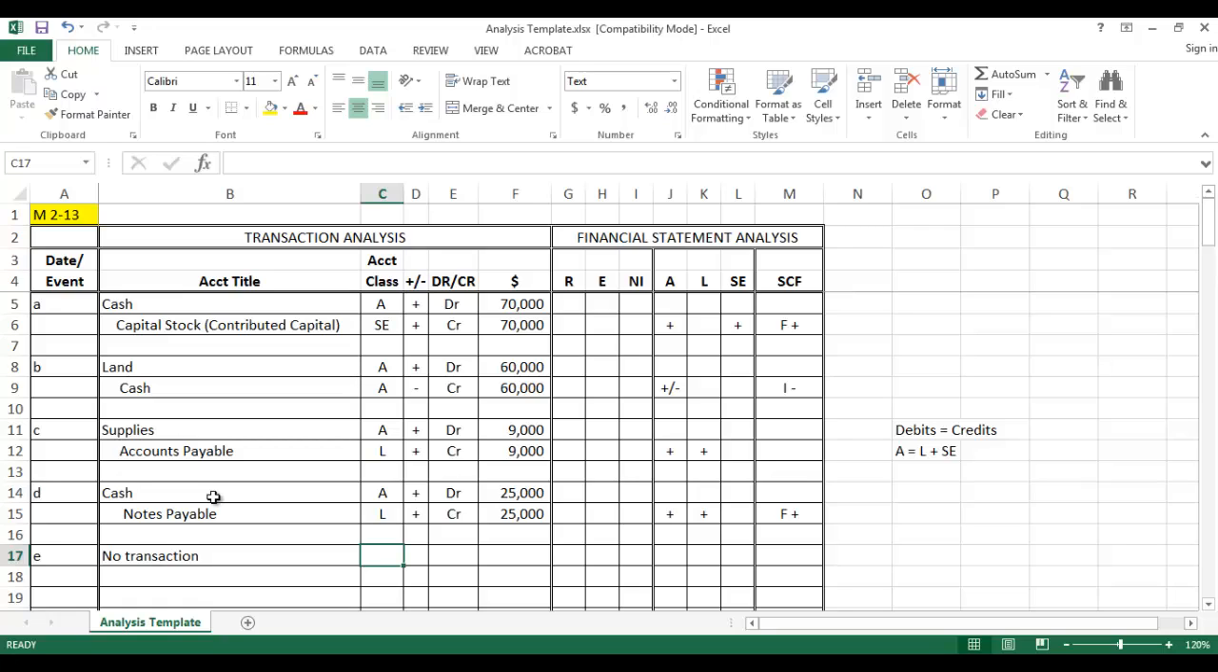We need to invoke our separate entity assumption. That is, the only transactions we're booking in the company's records are those transactions that are part of the company's economic activities, not necessarily the owners. We don't really care what's happening in that regard. So no transaction for letter E.